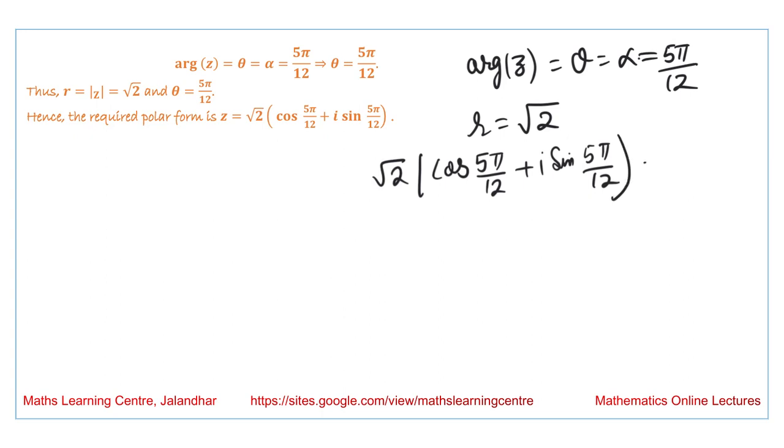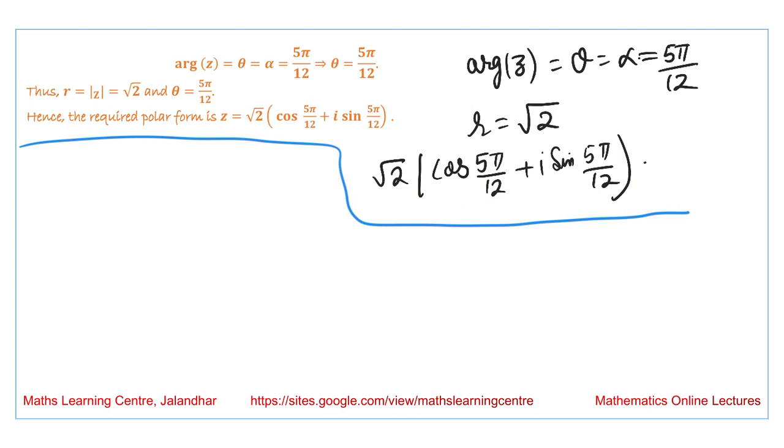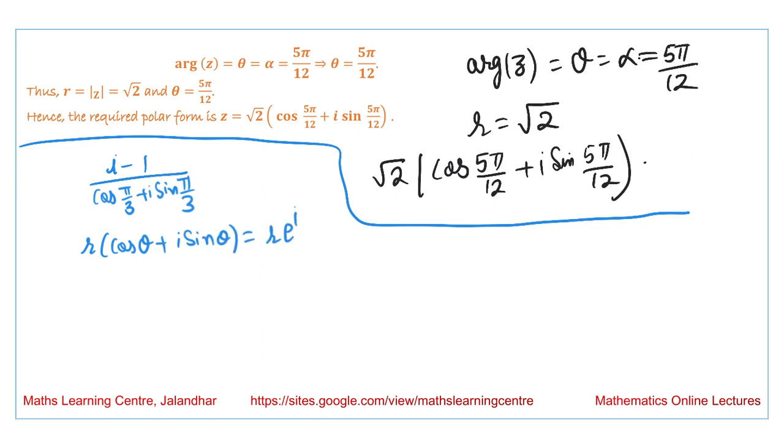Apart from this, I am going to just introduce you to a new procedure, the details of which we will do in our next lectures. So the number we have is iota minus 1 over cos pi by 3 plus iota sine pi by 3. We will see further that this number, r cos theta plus iota sine theta, we can write in the form r e raised to the power iota theta. This is called the Euler form. We will see the details in our next lectures.